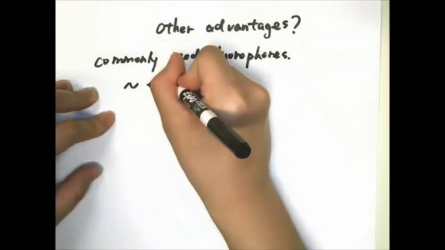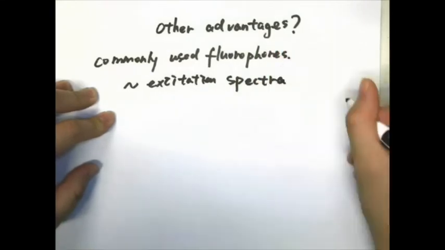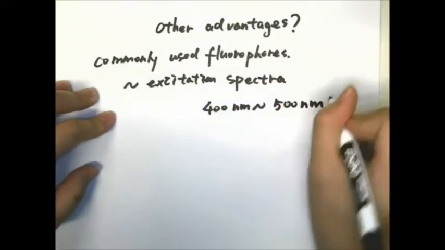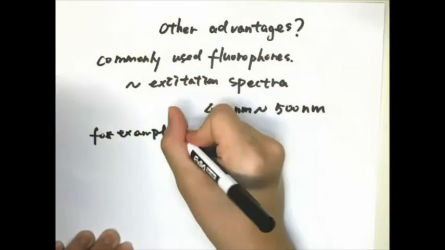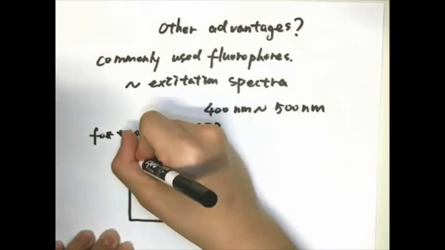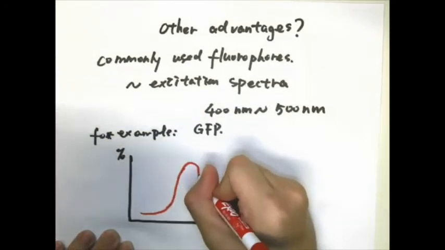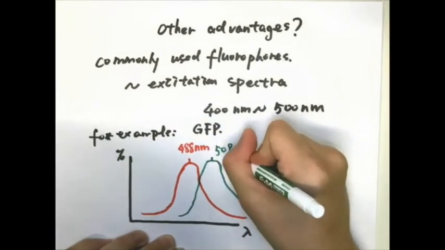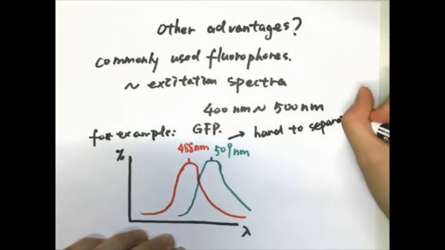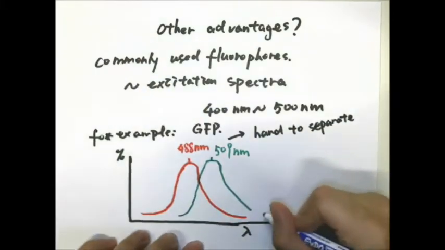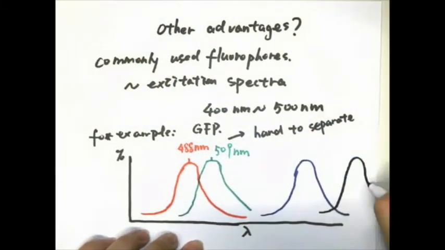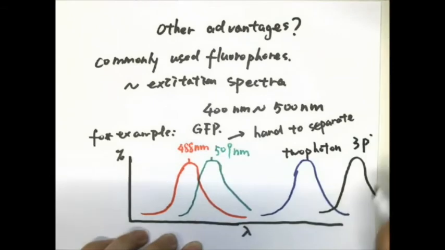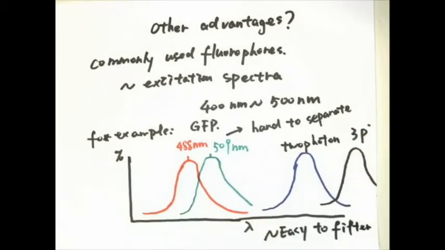Another advantage for multiphoton microscopy is that for commonly used fluorophores like GFP, the maximal emission wavelengths and the maximal excitation wavelengths are typically very close to each other, which is comparably harder to separate than using two-photon microscopy or three-photon microscopy. Their wavelengths are 2 times or 3 times greater than that of the emission wavelengths, which is much easier to filter out to obtain a high SNR.